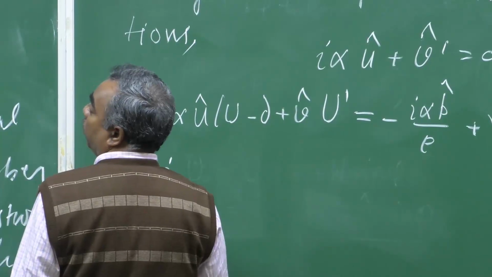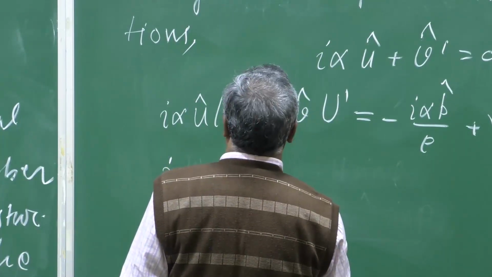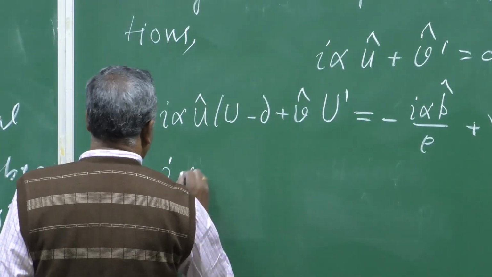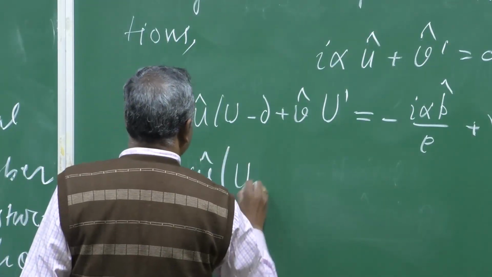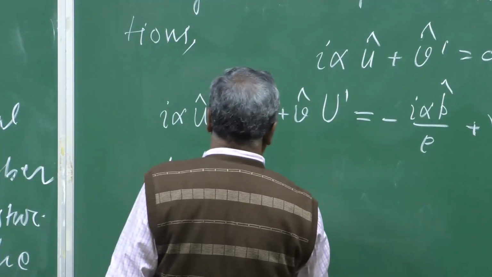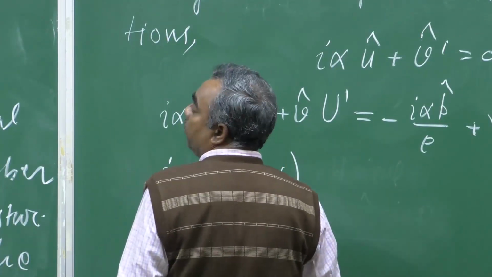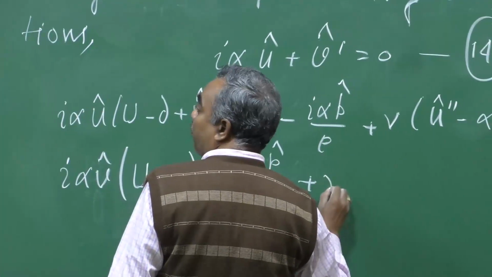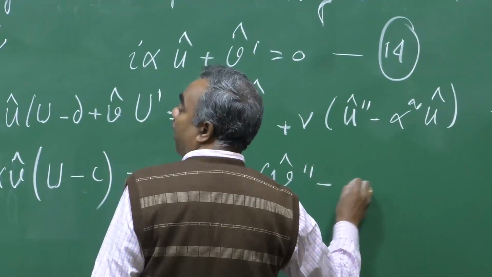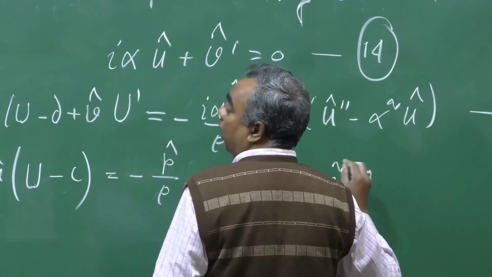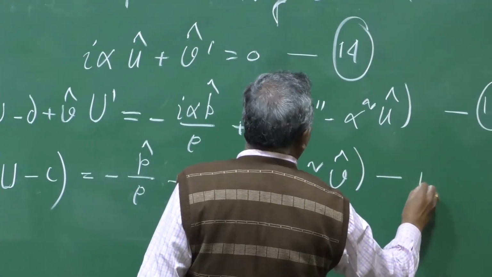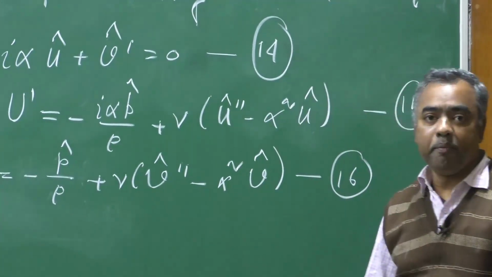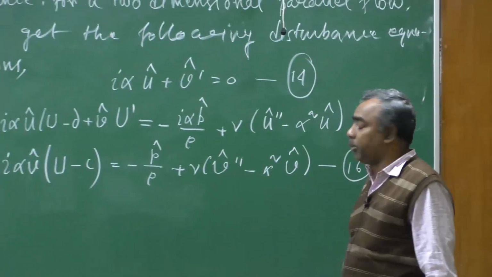So, we can anyway remove the u naught from that. So, we can rename this equation once again. So, let me just write this. So, here it was u naught. So, u naught can be removed too, and we can put i alpha v hat (U minus c) equals to minus p hat by rho plus nu (v hat double prime minus alpha square v hat), and this is equation 16. Okay. So, finally, we got the disturbance equations. Okay.